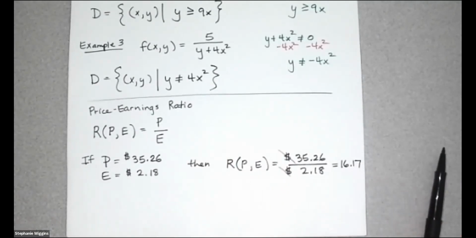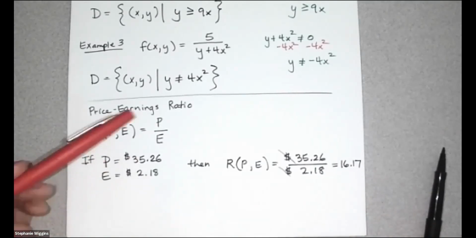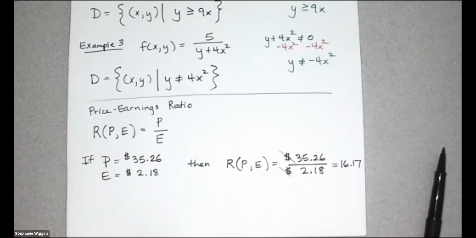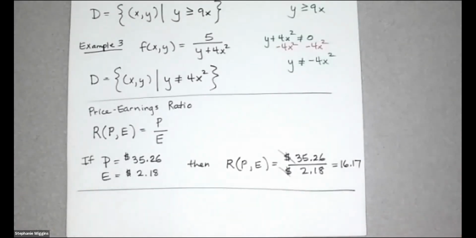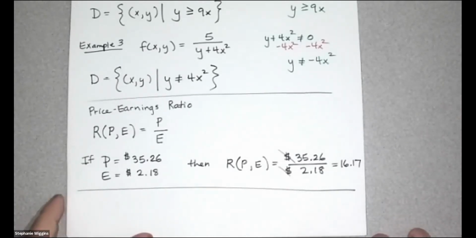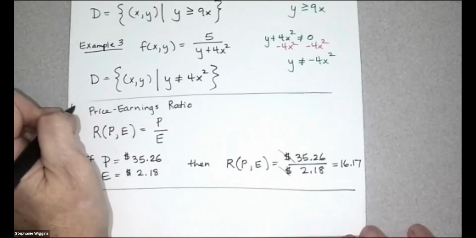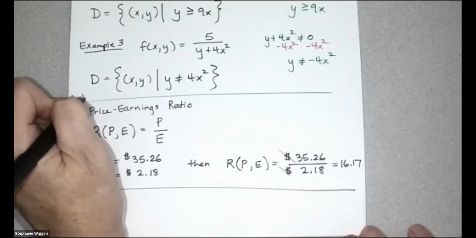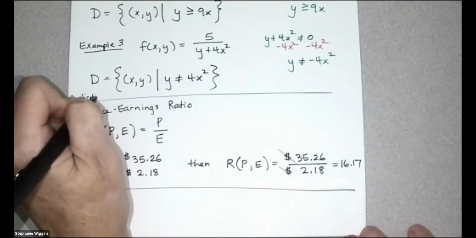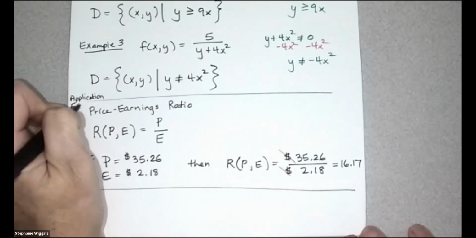Like I said, I'm not a business person, so I don't really know the meaning of this other than it's just relating these 2 values together somehow. But I'm sure there's somebody out there where that means something to them, not to me. I just do the math. Okay. So that's an example of an application of this type of multivariable function.